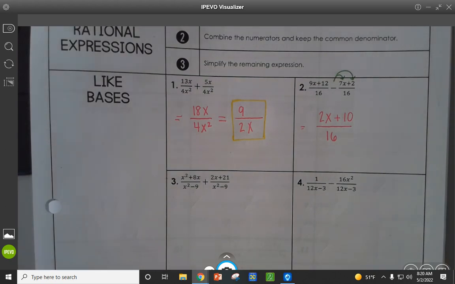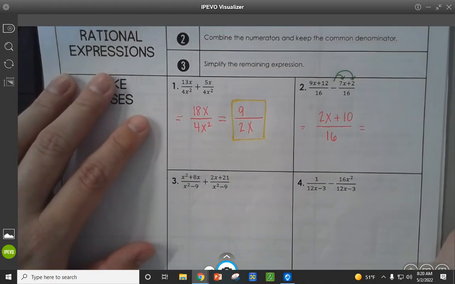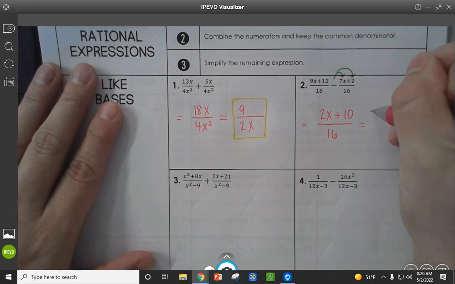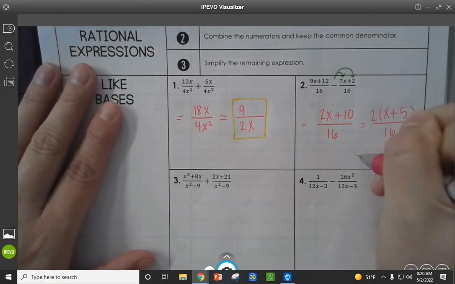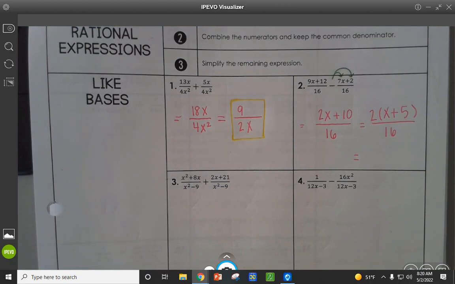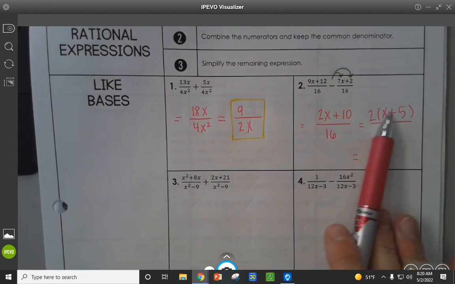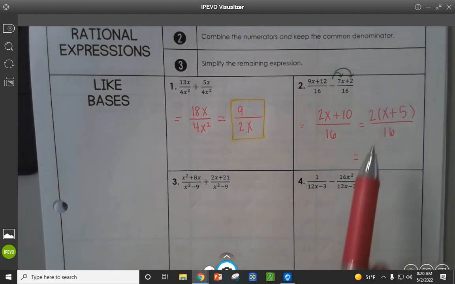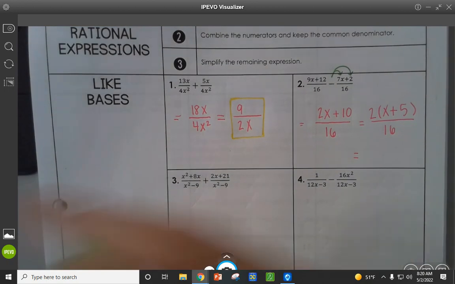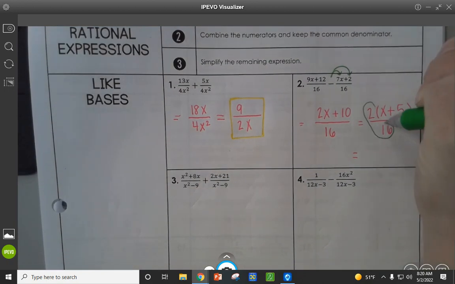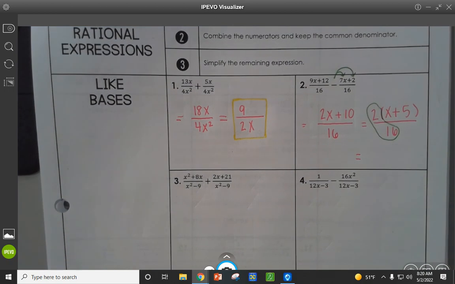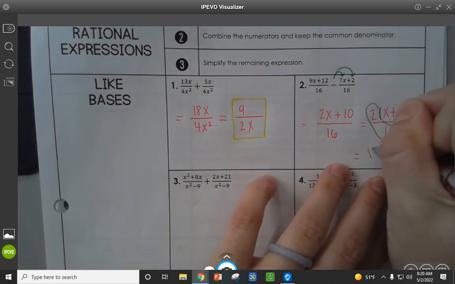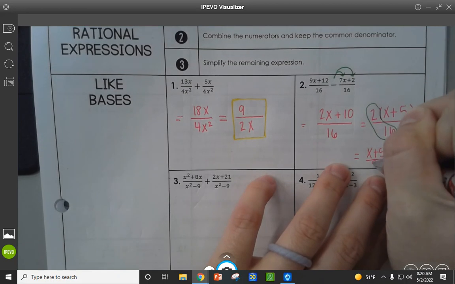Do we have a GCF in this numerator? 2. So we're going to factor out the GCF of 2, which leaves us x plus 5 over 16. And then we can simplify this 2 over 16 to 1 over 8. So this would be x plus 5 over 8.